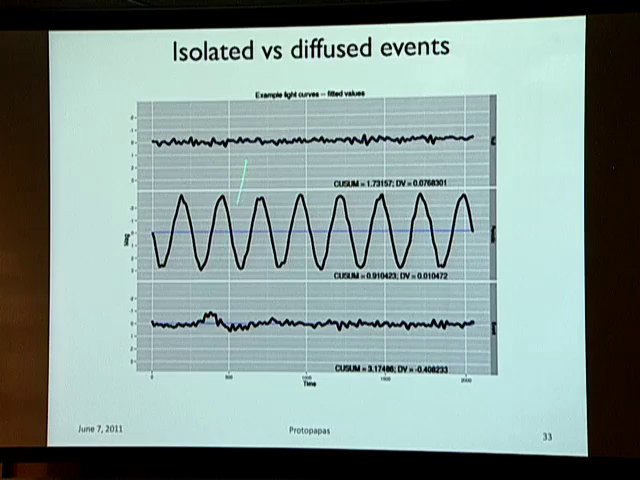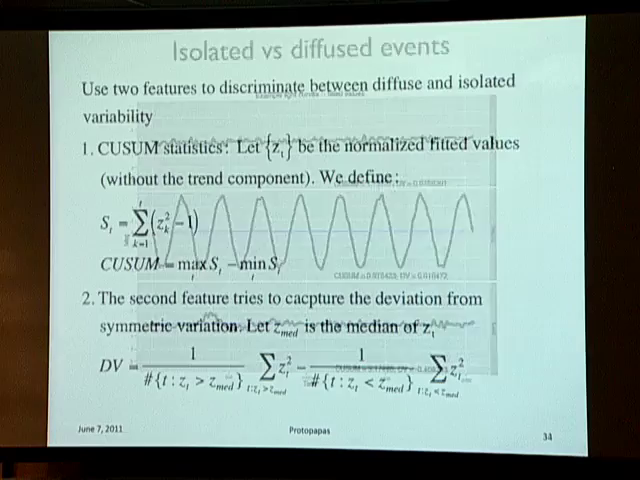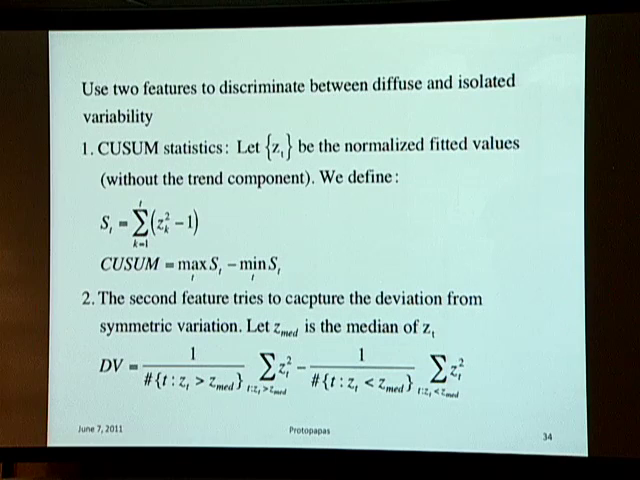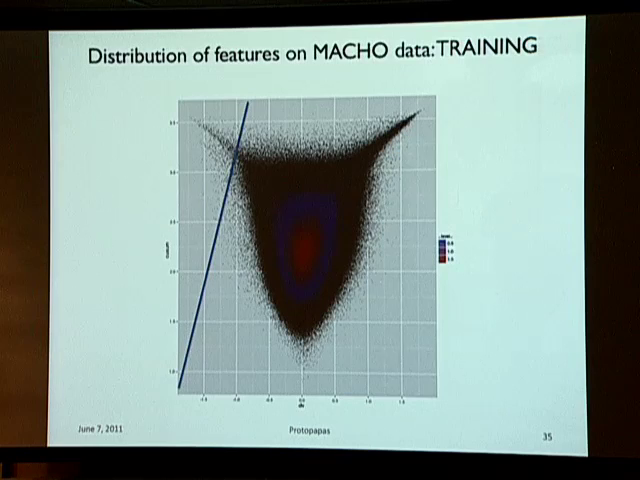So if you have a light curve like that, you're going to have events, but you have to know that there are a lot of them. So we made these two features: the Q-sum statistics, which is work with Alex Blocker, and the other one, finding the number of points above and the number of points below. And this is the two features plotted for all the MACHO light curves.